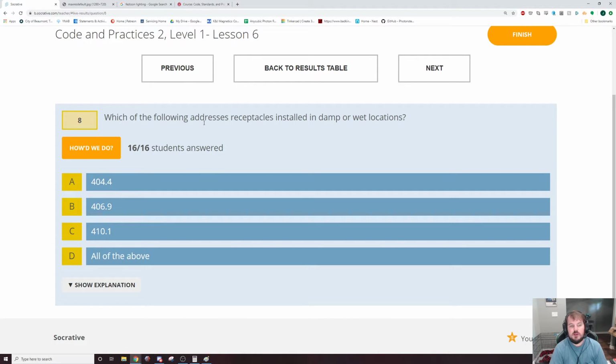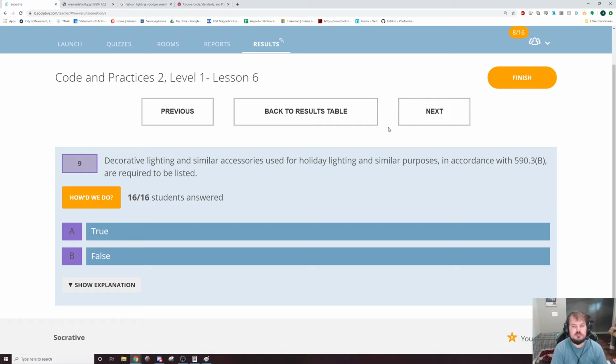So even without looking it up, I know that 406 is the correct answer because 406 is the receptacles article. 404 is the switches article, and 410 is the lamps, luminaires, light fixture article. But thank you for pointing that out, Corey. Decorative lighting and similar accessories used for holiday lighting and similar purposes in accordance with 590.3.